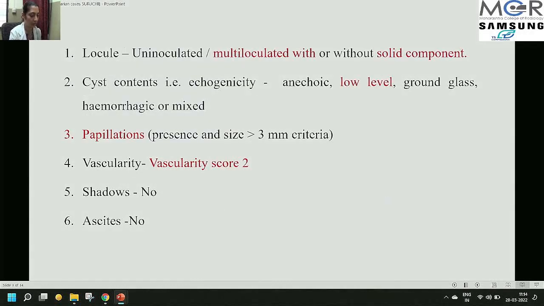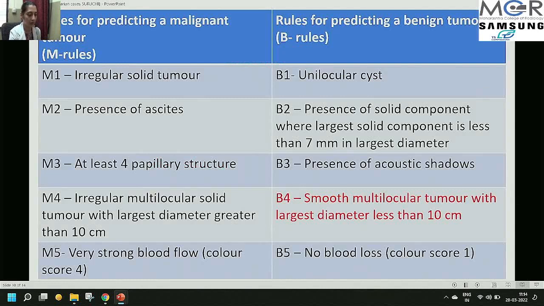According to IOTA, it will be a multiloculated lesion with solid component, low level of echoes, some papillations are seen, the vascularity score is 2. There is no evidence of shadows and no ascites. According to simple rules, it is a B4 lesion, which is a smooth multilocular tumor with largest diameter being less than 10 centimeter.